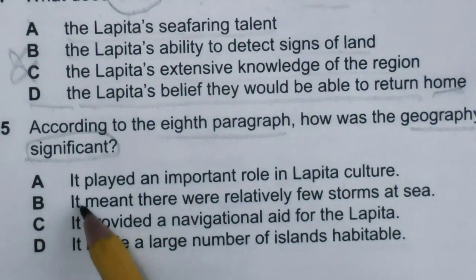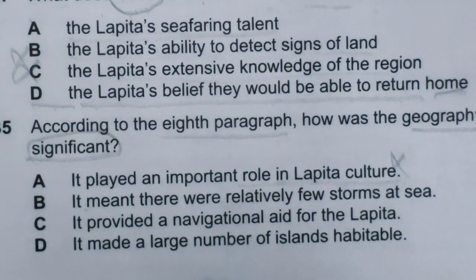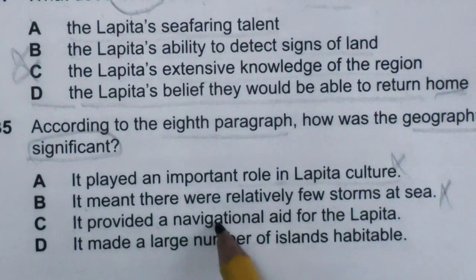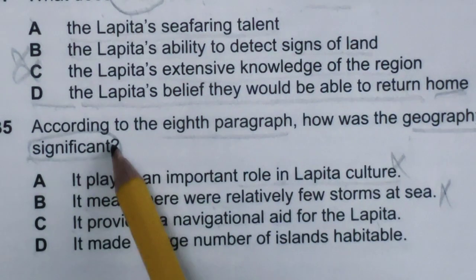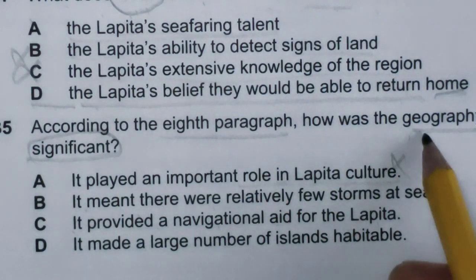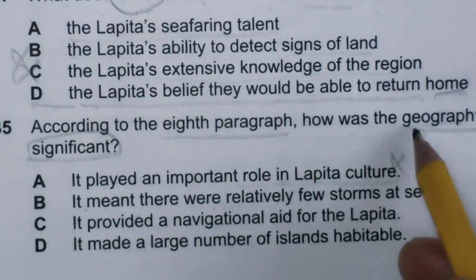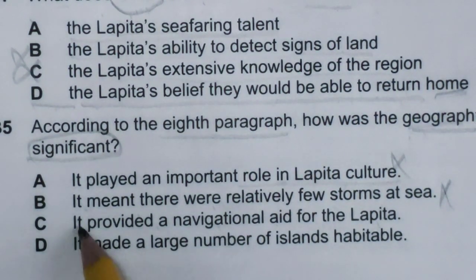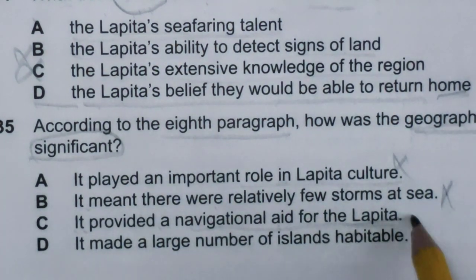So they are not talking about role and all. I have read out the full paragraph. It meant there were relatively few storms at sea. No. It provided a navigational aid for the Lapita. Geography of the region, yes. This is natural: if you know the geography of the region, then it automatically provides you a navigational aid for the Lapita. Okay, they are talking about according to him.